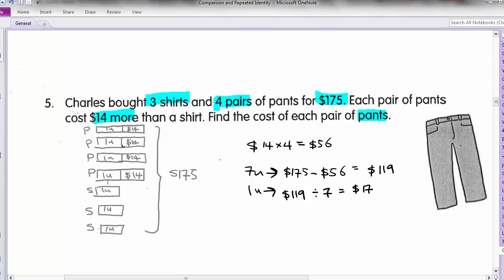So I'm looking for a pair of pants, so which means I'm looking for this. Which is 1 unit, which is $17 plus 14 because of the extra 14 there. So that will give me 31. So you see, for all these word problems, you need to have the model. The model will help you identify how to solve and what to look out for.